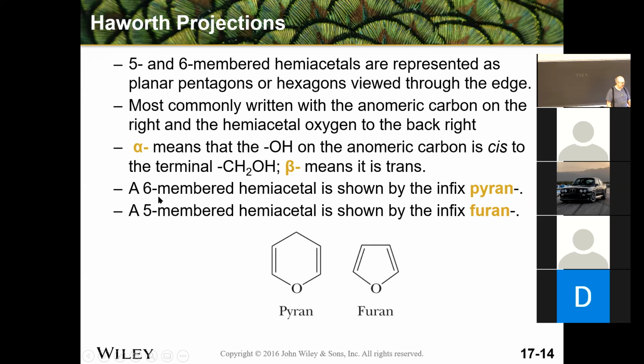Okay, a 6-membered hemiacetal, and then I mentioned this, if the OH on the anomeric carbon is cis to the terminal CH2OH, then that's alpha, and beta would be trans. So a 6-membered hemiacetal is shown by the infix pyran. It's related to this heterocyclic pyran, and then a 5-membered hemiacetal is shown by the infix furan.